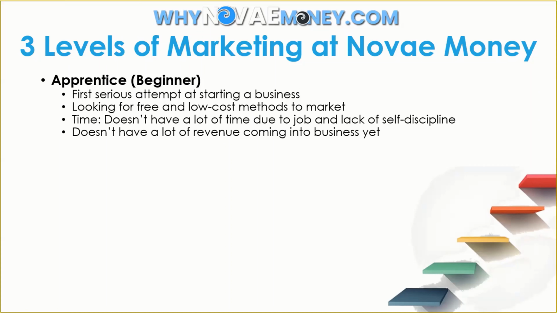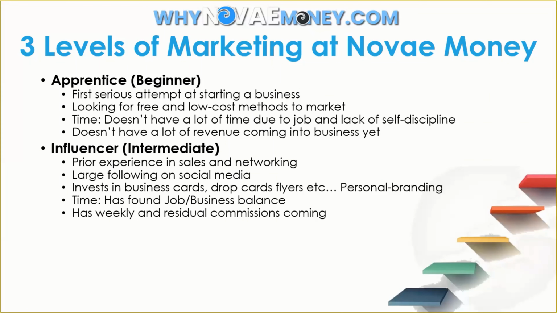Okay. Now, an apprentice doesn't really have a lot of revenue coming into the business yet, so their marketing is a little bit different than the next level, which is an influencer. An influencer is somebody that has prior experience in sales and marketing. Me, myself, I came into this industry of network marketing with experience in insurance sales. I was doing that for about 3 to 5 years, I want to say. I sold anything from car insurance to house insurance, personal property and casualty insurance, you name it, I basically sold it, even Medicare insurance.